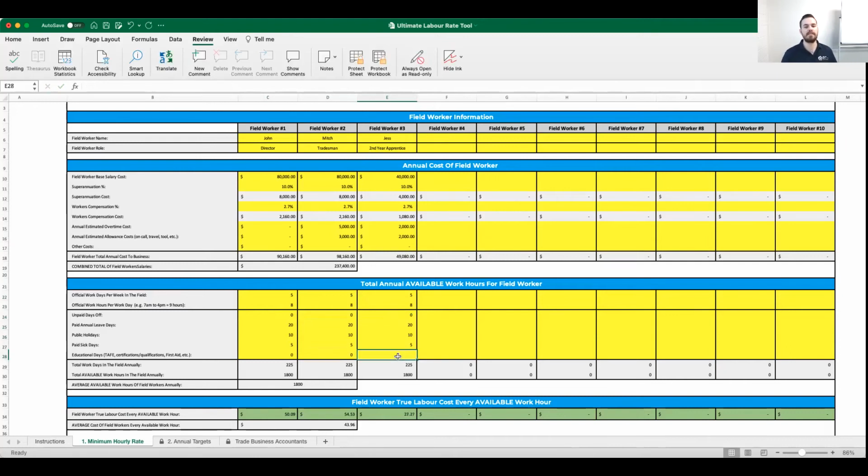Now, this is where it is different, because Jess, as a second-year apprentice, or an apprentice in general, has to do 1 day of TAFE a week.